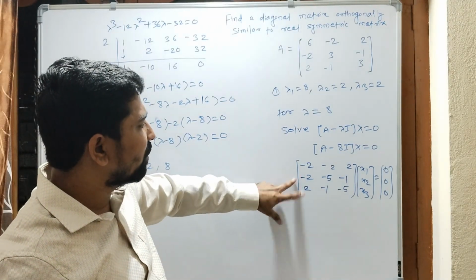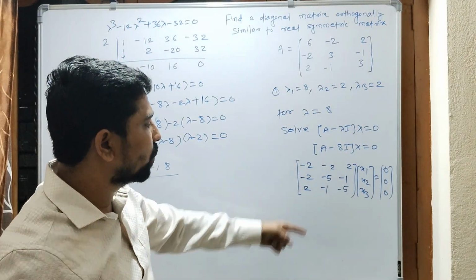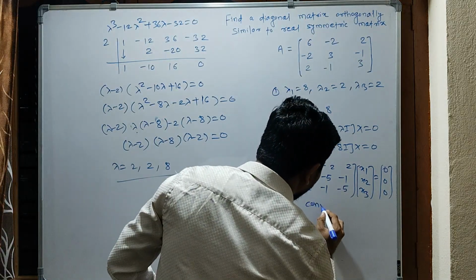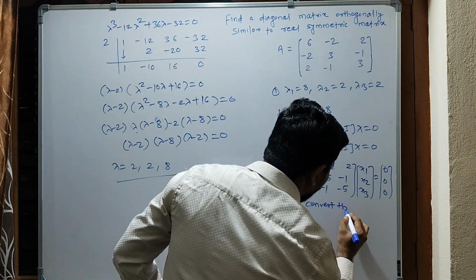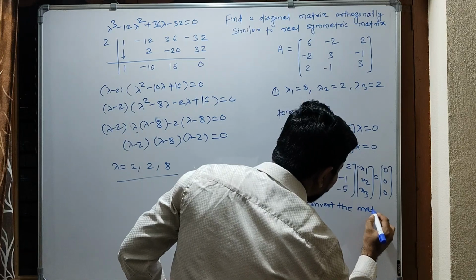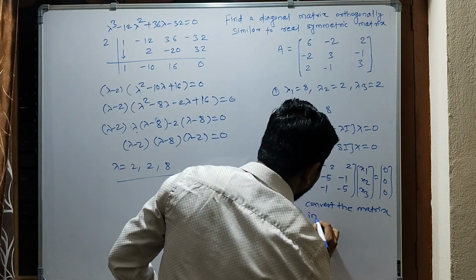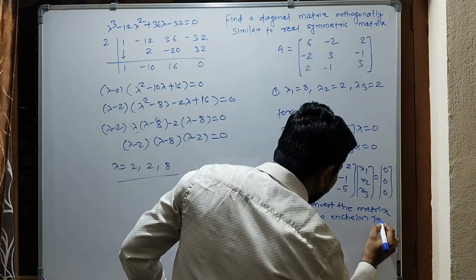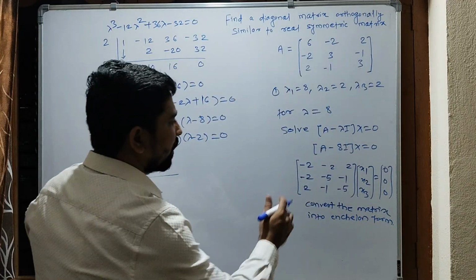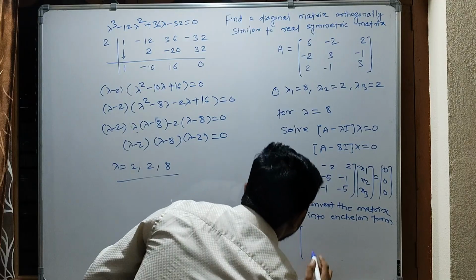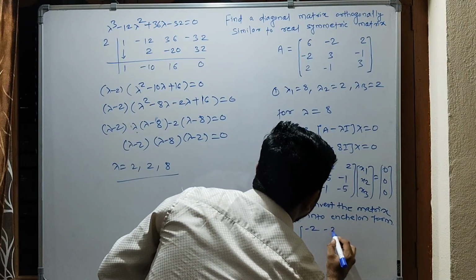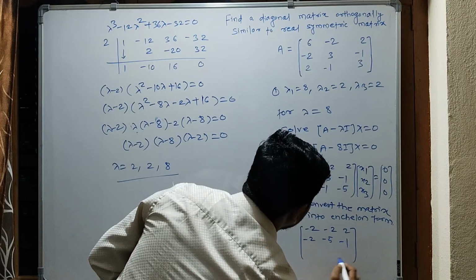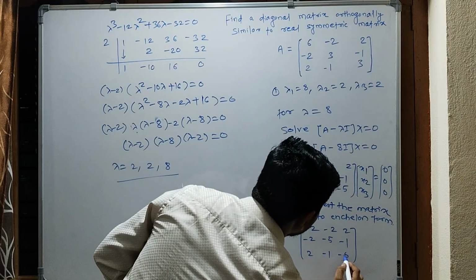First I will add these two rows. Convert the coefficient matrix, that is this matrix, into echelon form. So here I will write the same matrix here: minus 2, 2, minus 5, minus 1, 2, minus 1, that is minus 5.